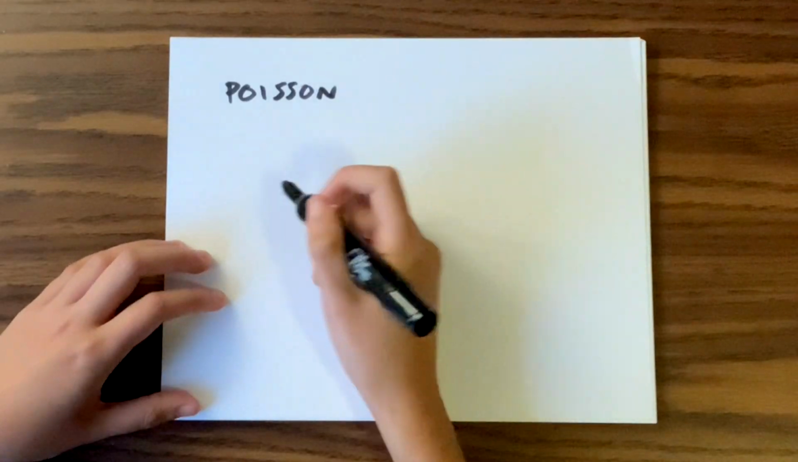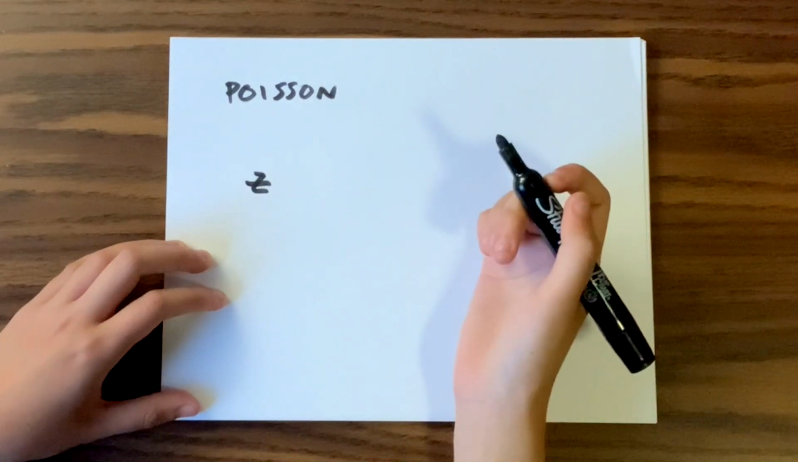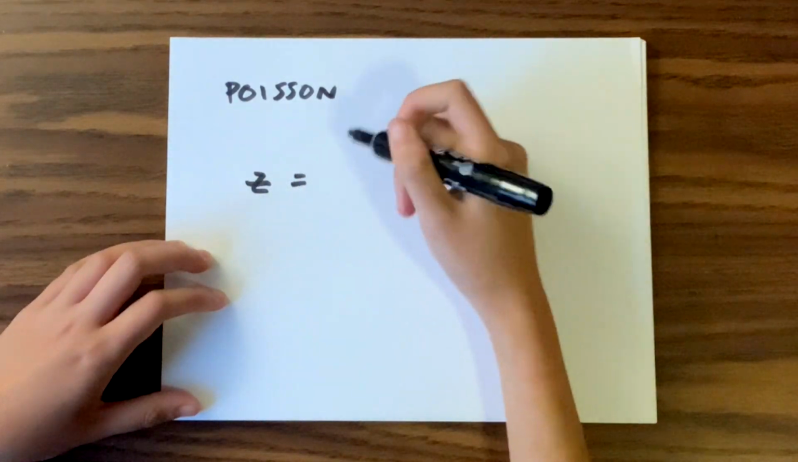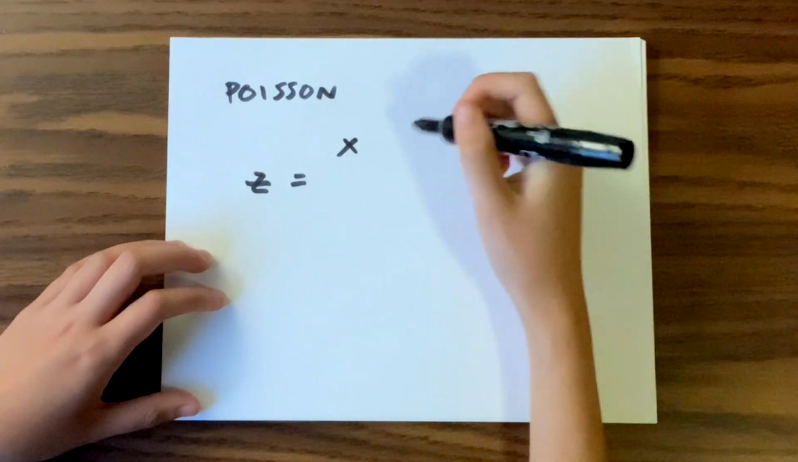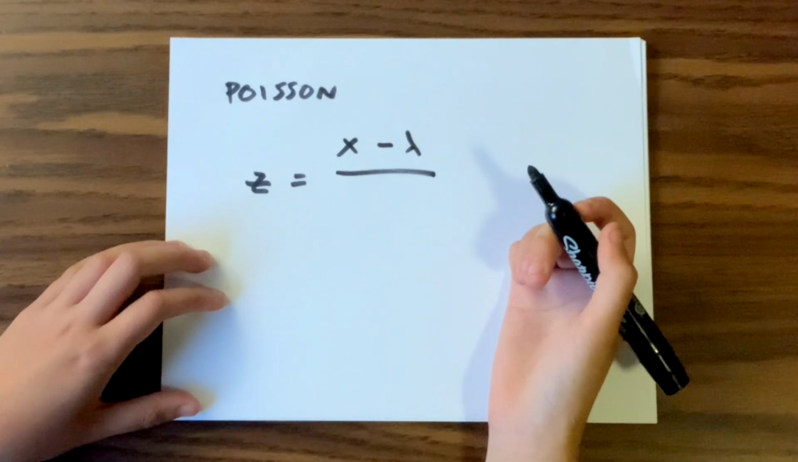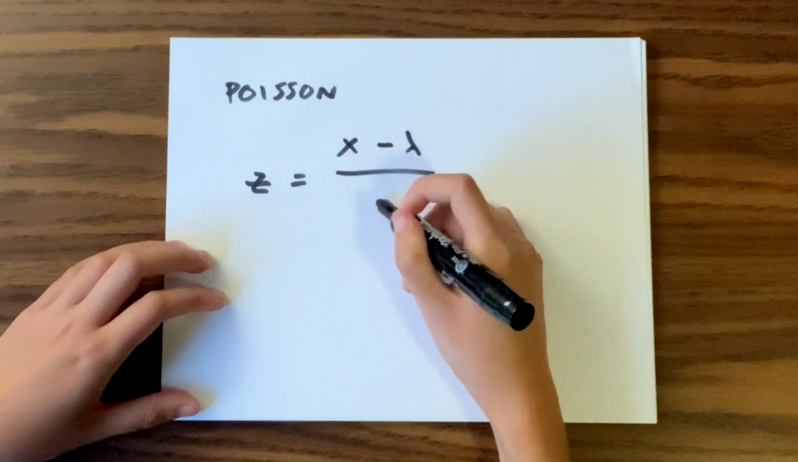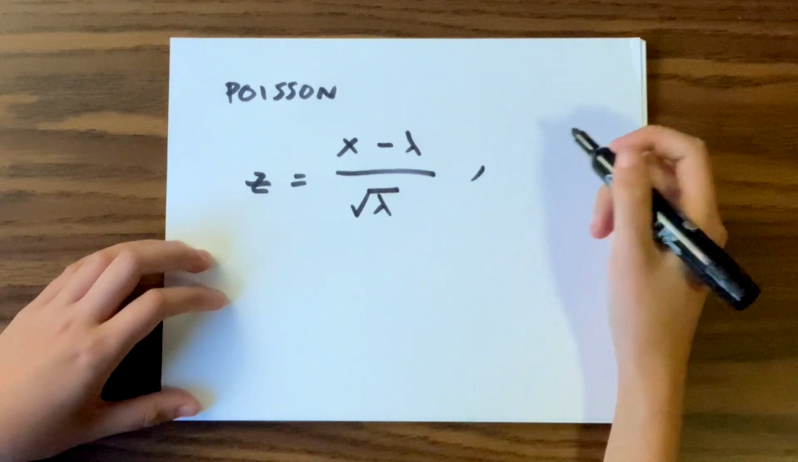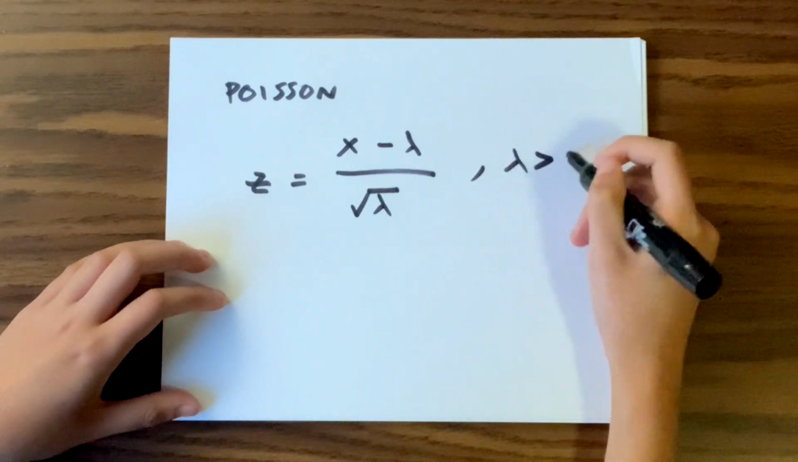So for Poisson, we're also going to convert back and forth to our letter z. And we also have some value of x minus our lambda, all over our standard deviation for a Poisson distribution, which is the square root of lambda. And this is where lambda is greater than 5.